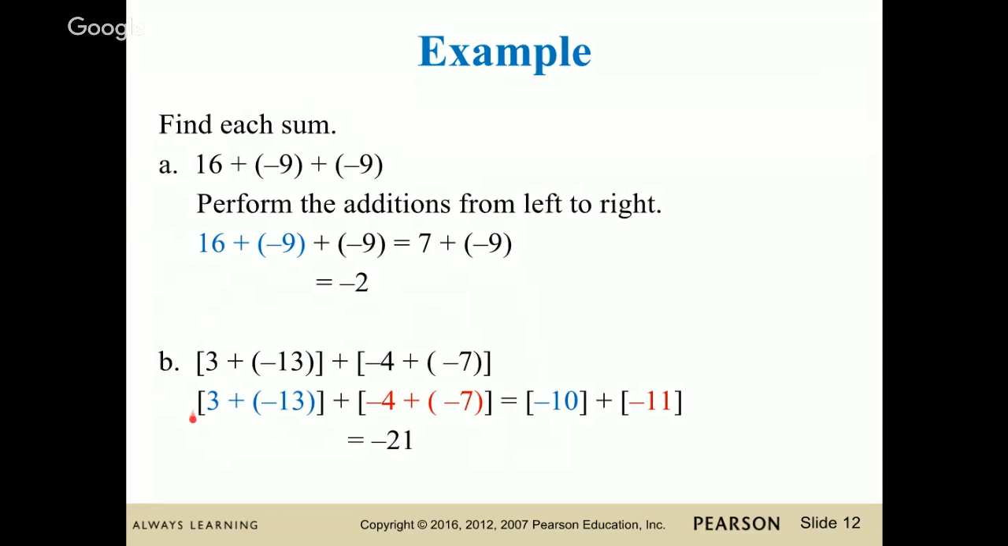You have grouping symbols on this one. So you need to do what's inside the grouping symbols first. You can't mix them up to your heart's content. Do what's inside the grouping symbol. So 3 plus a -13 will be a -10. -4 plus a -7 is a -11. You're adding these together. -10, -11, they have the same sign, so you just add the values and give it the negative, which would be -21.